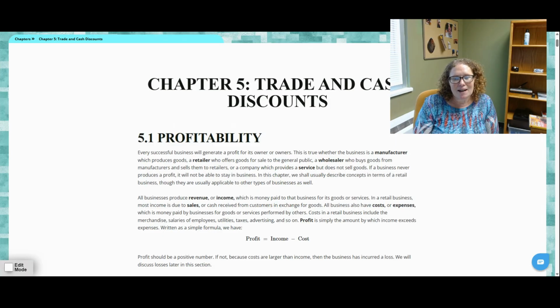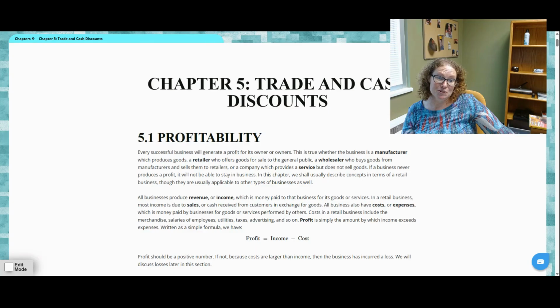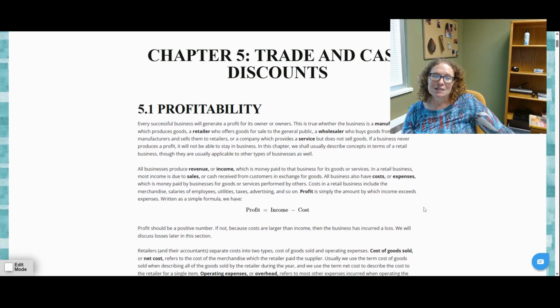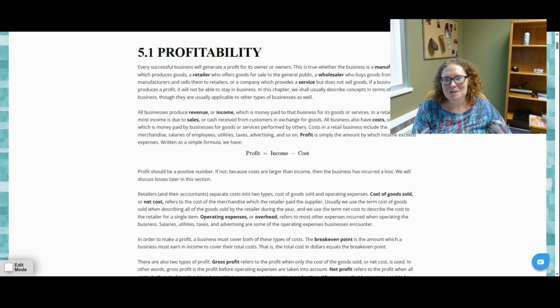So we're looking at producing revenue or the income. In a retail business, it would be sales or cash received. And so all of these go into what we want to know, which is: what is our profit? What are we going to make? That is the income minus the cost of everything that it took to make those items.